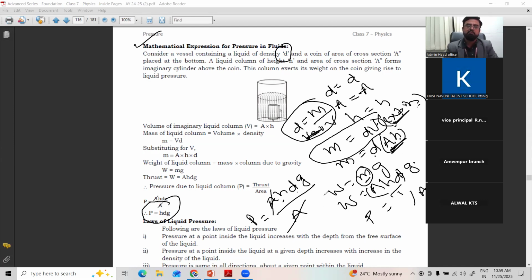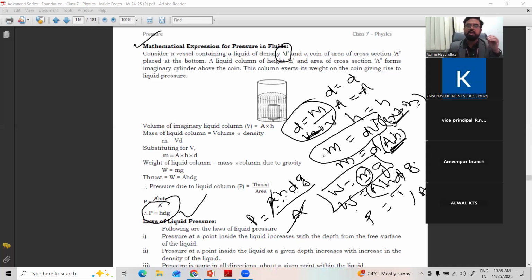Clear? Then from the formula, W is equal to mg, gravitational force. So W is equal to, in place of m, we wrote A H D by g into g. But we know pressure is equal to force by area, or weight by area. So weight is given by AHDg, divided by area A. Area cancels. So P is equal to HDg. H is height, D is density, g is the acceleration due to gravity.